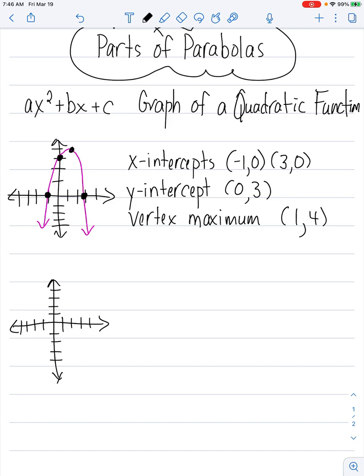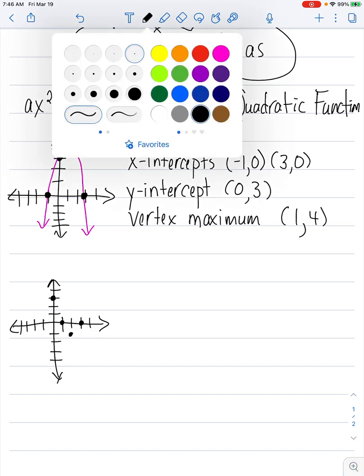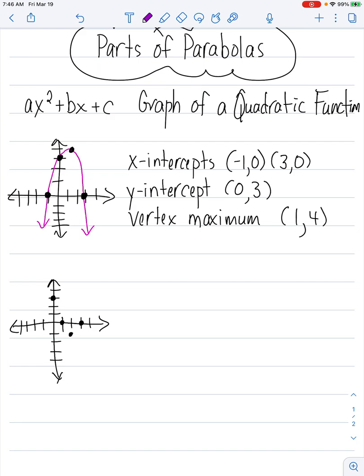I want you to graph 0, 3 again. I'd like for you to graph 1, 0, 2, -1, that means over 2, down 1, and 3, 0. And let's sketch our parabola. This one, you'll notice, opens up. So I want to show you how to identify the parts on this.